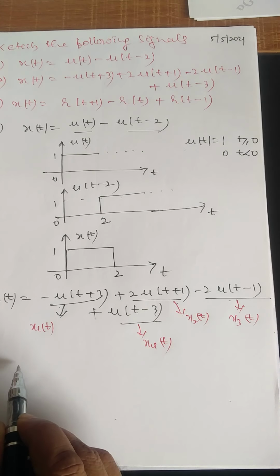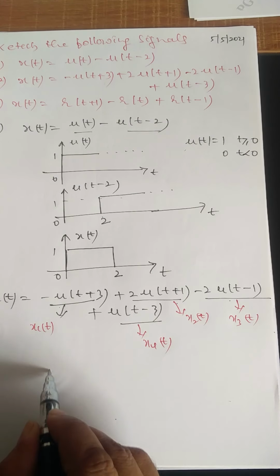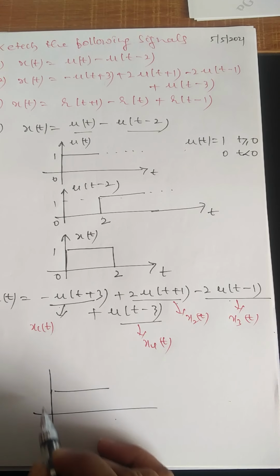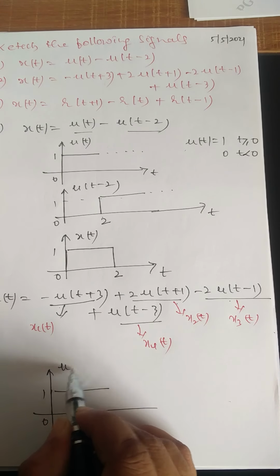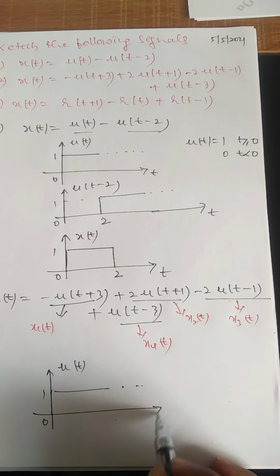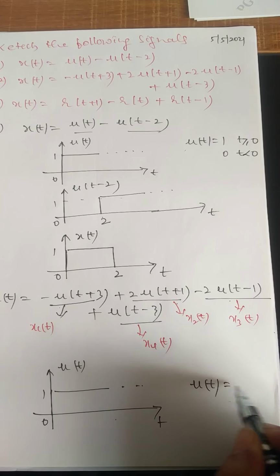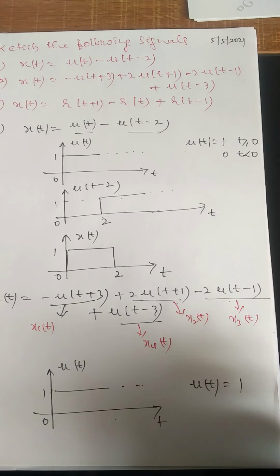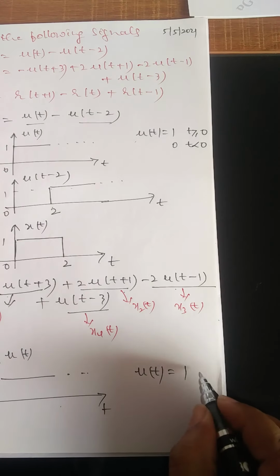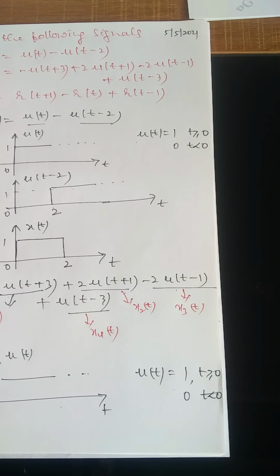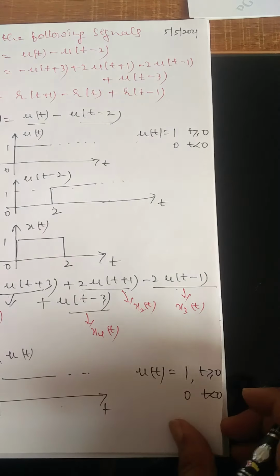What is u of t plus 3? We know that the definition of u of t is, its value is 1 when t is greater than or equal to 0 and 0 when t is less than 0. This is the definition of u of t. What is u of t plus 3?